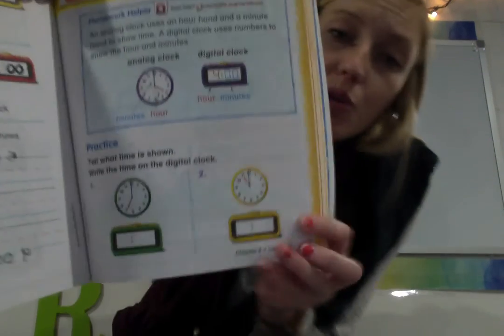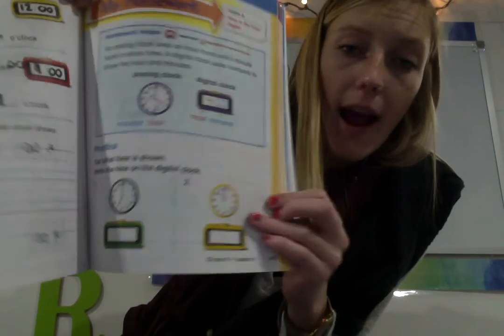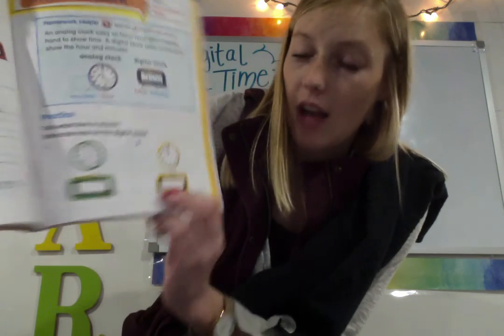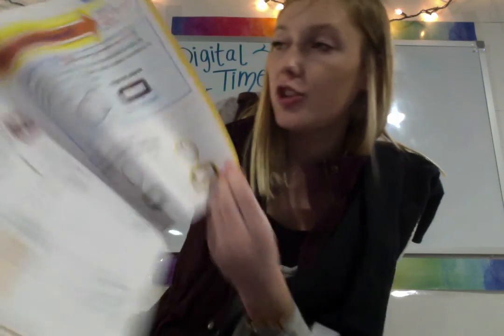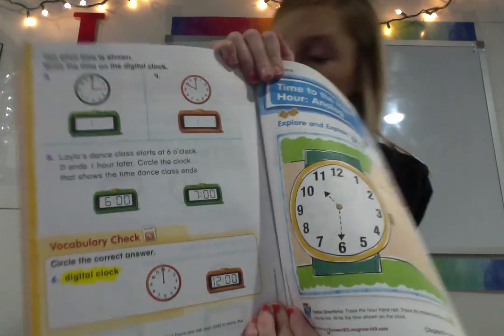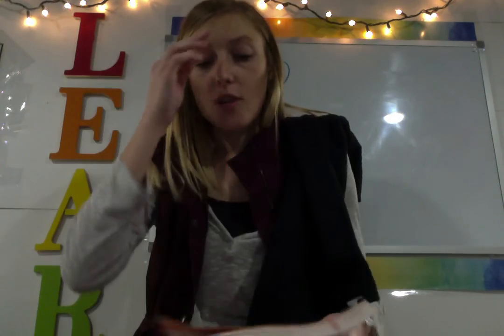So this is the page you need to do for homework, front and back. You're going to be doing the same thing, looking at an analog clock and filling in the digital clock. It is on page 599 and page 600. So that shouldn't be too hard. That homework is due by Tuesday because we are doing math on Tuesdays and Thursdays and reading on Mondays, Wednesdays, and Fridays. If you have any questions about that, let me know.